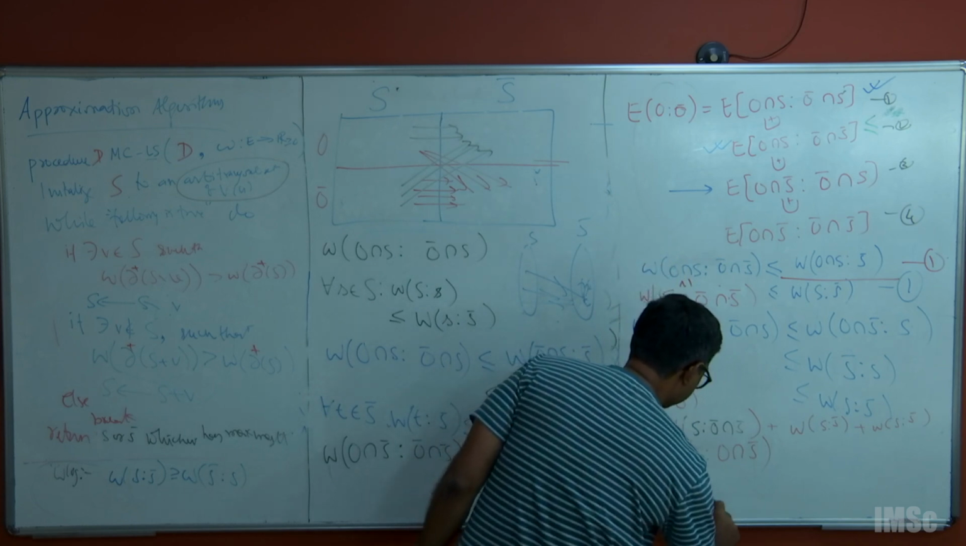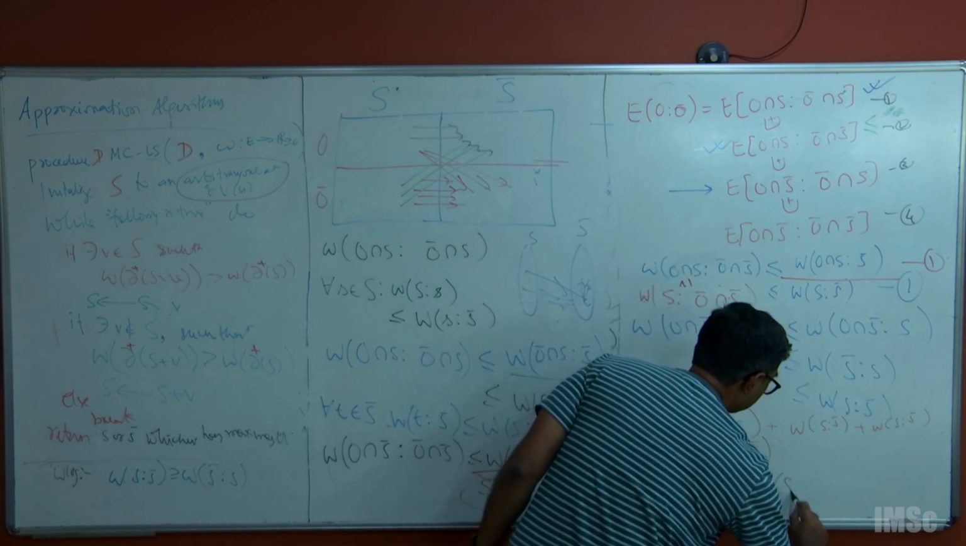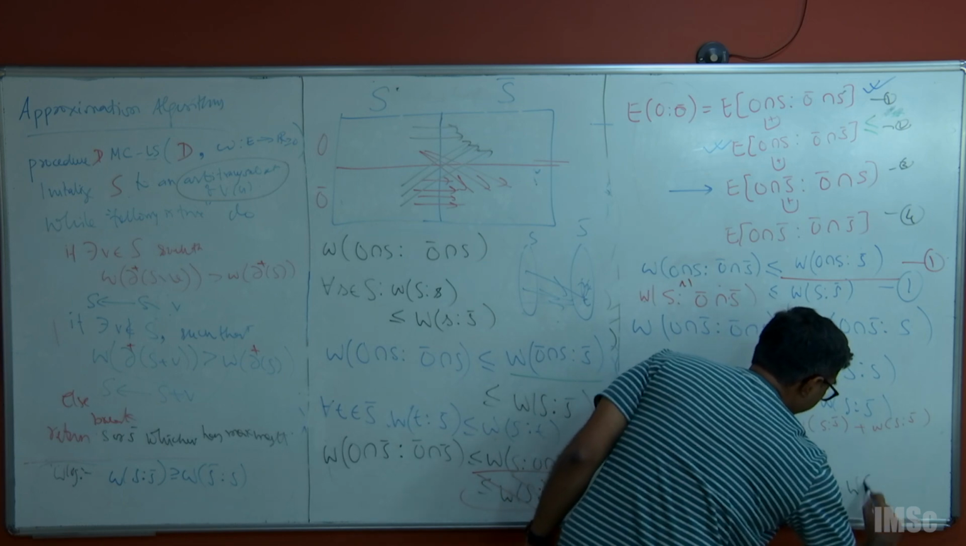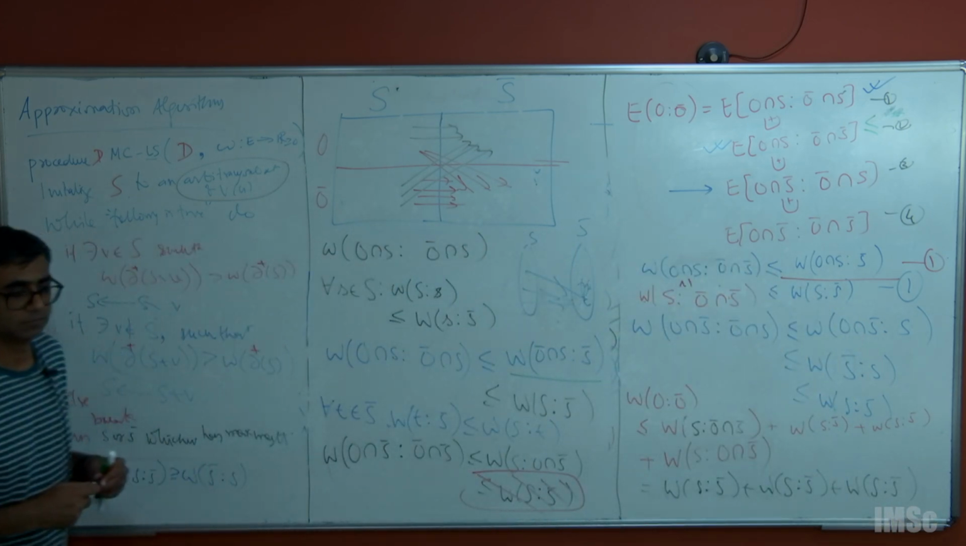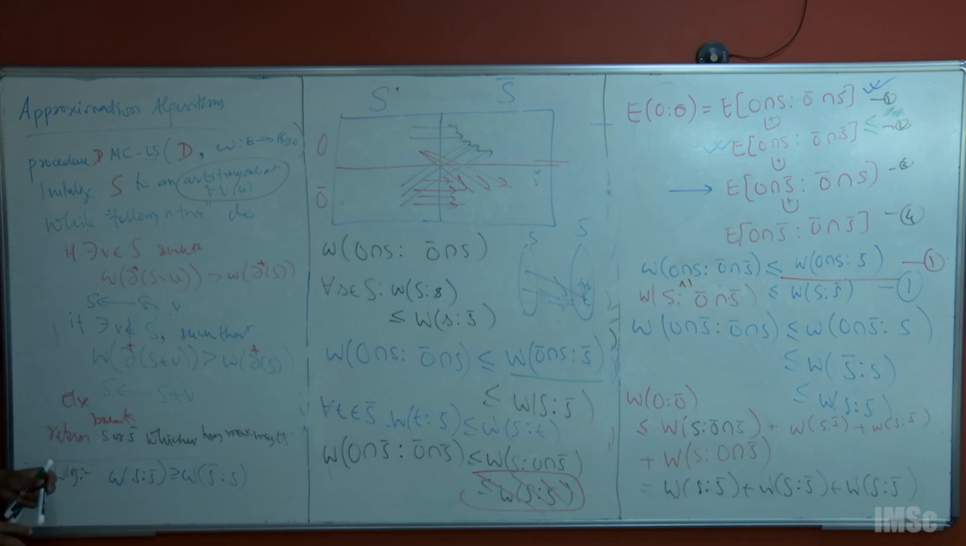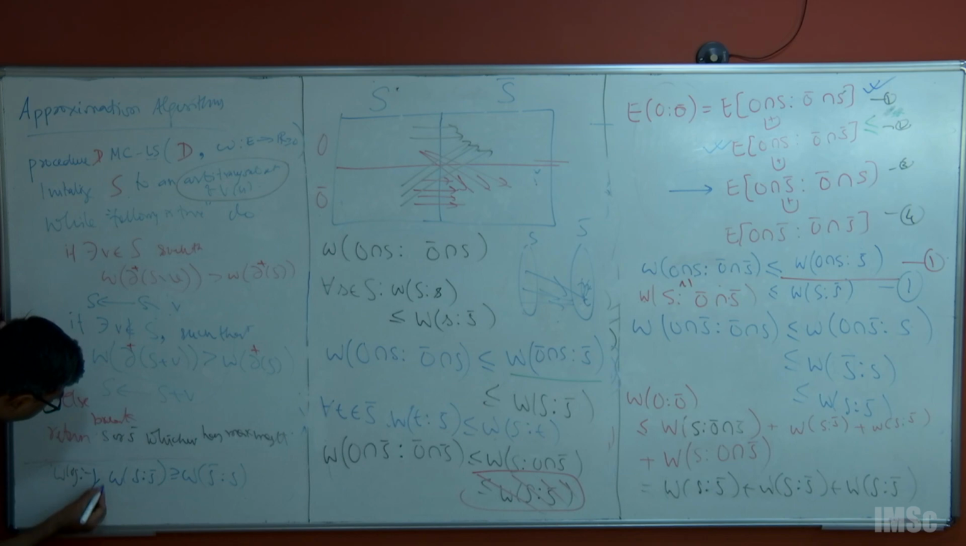The weight of S bar plus the weight of S bar plus the weight of S bar. So what do we get now? A 1/3 approximation, right? If I combine these two, then I get a 1/3 approximation. Okay, so we got a 1/3 approximation.